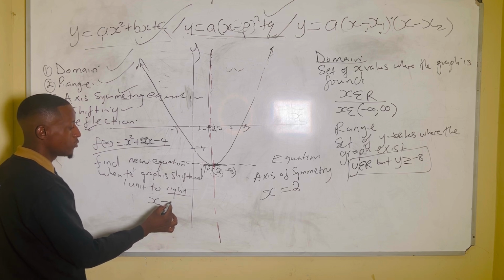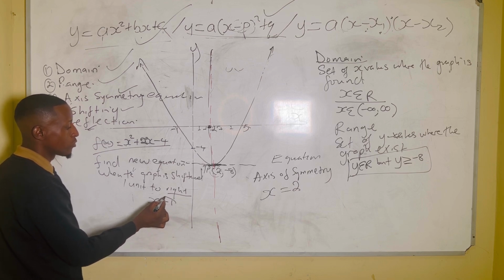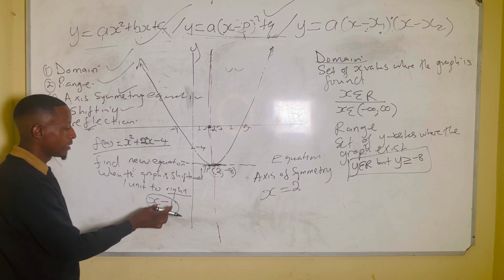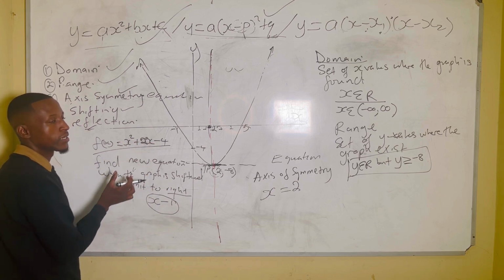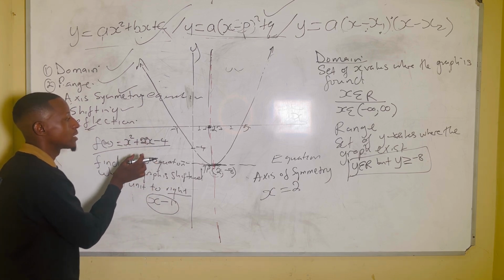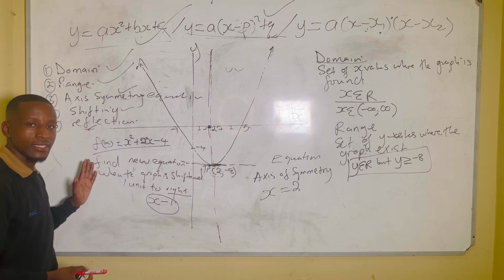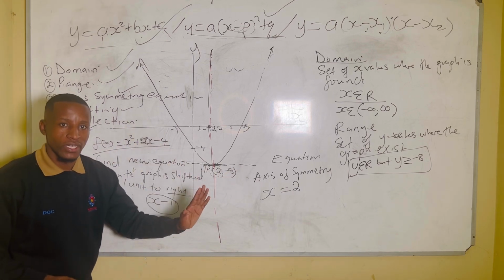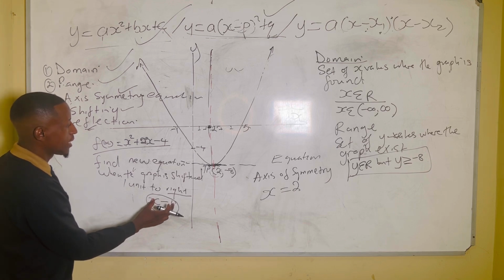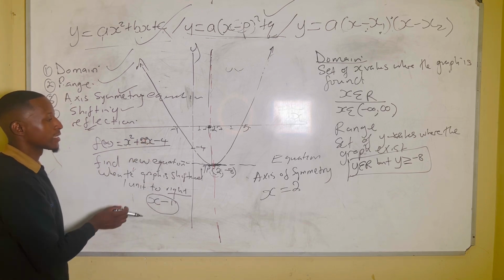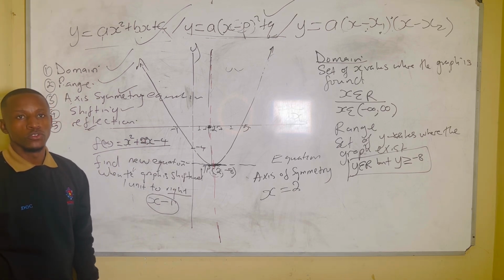It shifted how many units? 1 unit. So you take what you just formulated and substitute it wherever there is x. Why do you substitute where there is x? Because the shifting was to the right, and to the right, x values are affected. So in this situation, take this 1, substitute it where there is x, then simplify. That will be your new equation.